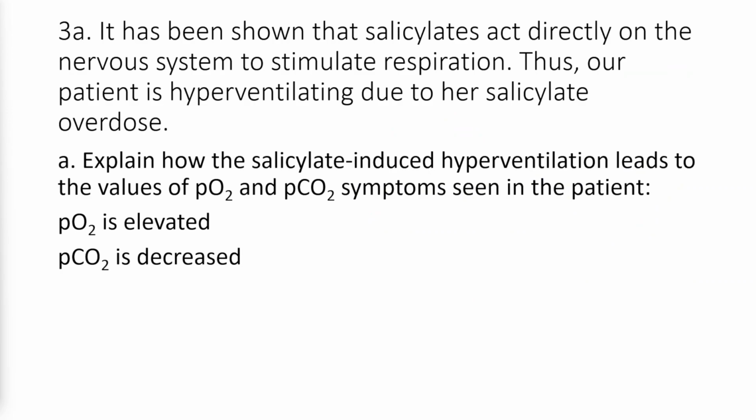So let us go to question 3. It's been shown that salicylates act directly on the nervous system to stimulate respiration. So our patient is hyperventilating due to her salicylate overdose. So, can anybody explain how the salicylate-induced hyperventilation leads to the elevated PO2 values and the decreased carbon dioxide pressure values? Somebody can take one or the other, or just not sure. Yeah. So, when you blow off all that CO2, the pressure of CO2 is going to go down, so that's why.